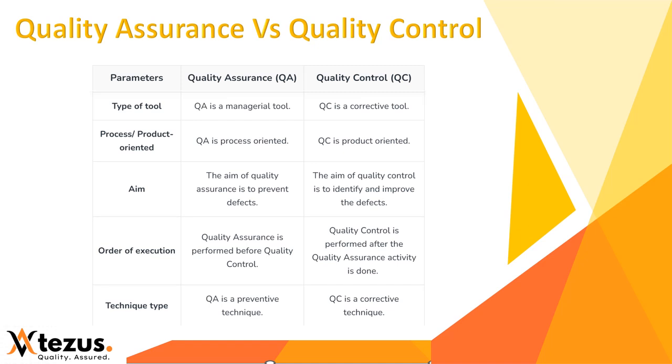To discuss further about quality assurance and quality control, what type of tool is this? Quality assurance is a management tool, whereas quality control is a corrective tool. Process and product oriented: QA is more process oriented. This we have been discussing from the beginning. QA is more process related, and QC is more product related.